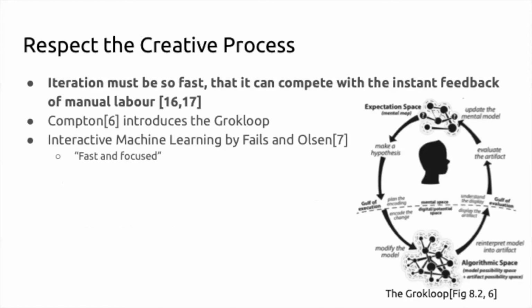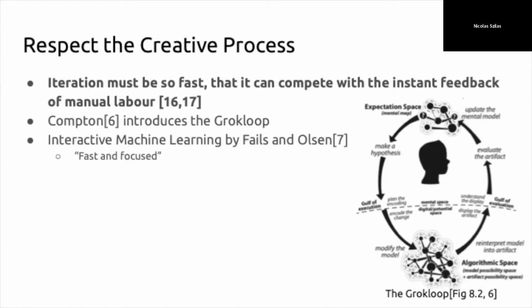When making changes to procedurally generated content, the goal is that the iteration must be so fast that it can compete with the instant feedback of manual labor. Compton introduces an iterative feedback loop that she calls the grok loop. It has 4 stages: build a hypothesis, modify the model, evaluate the result, and update the model. Compton mostly focuses on casual creators, but Fails and Olsen introduce a similar loop for interactive machine learning with 3 stages instead of 4 that they classify under the principle of fast and focused.